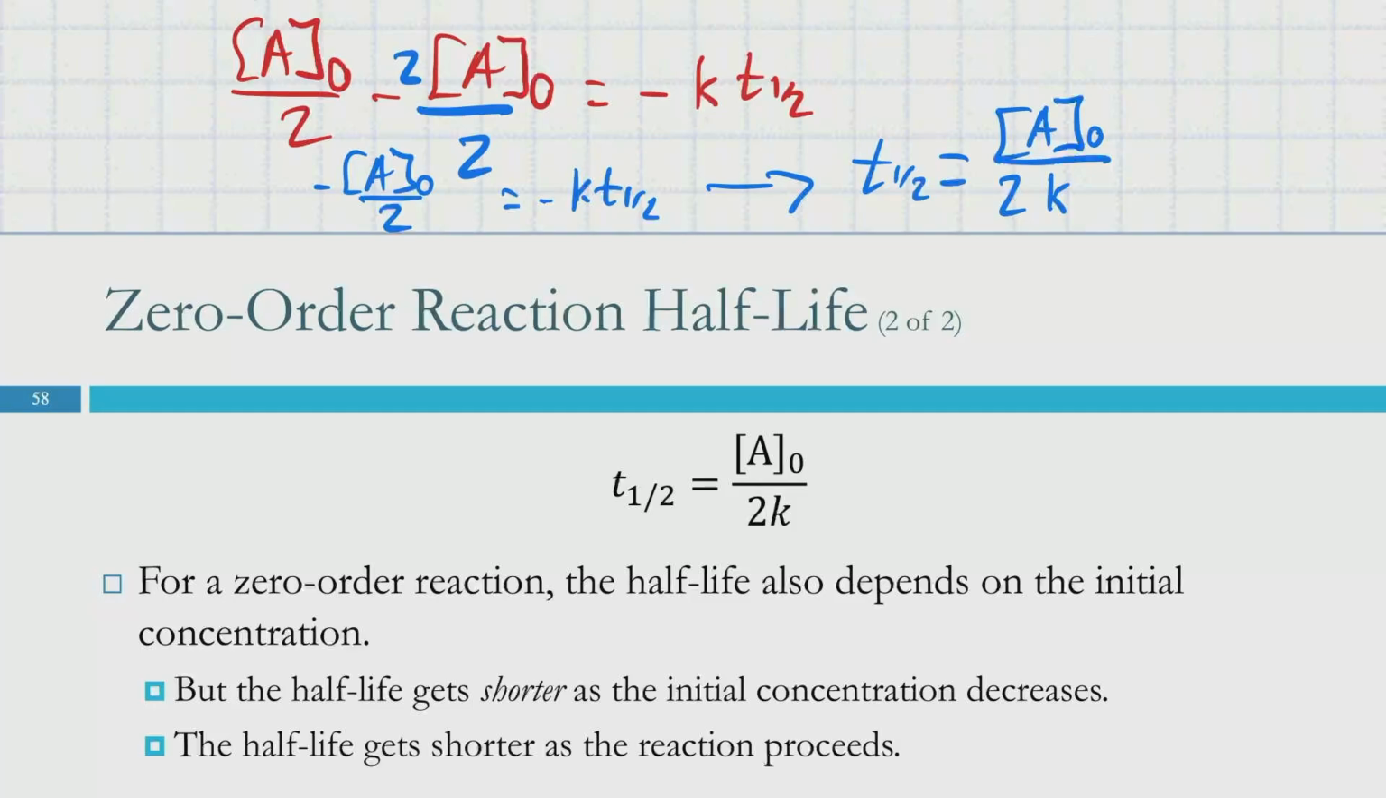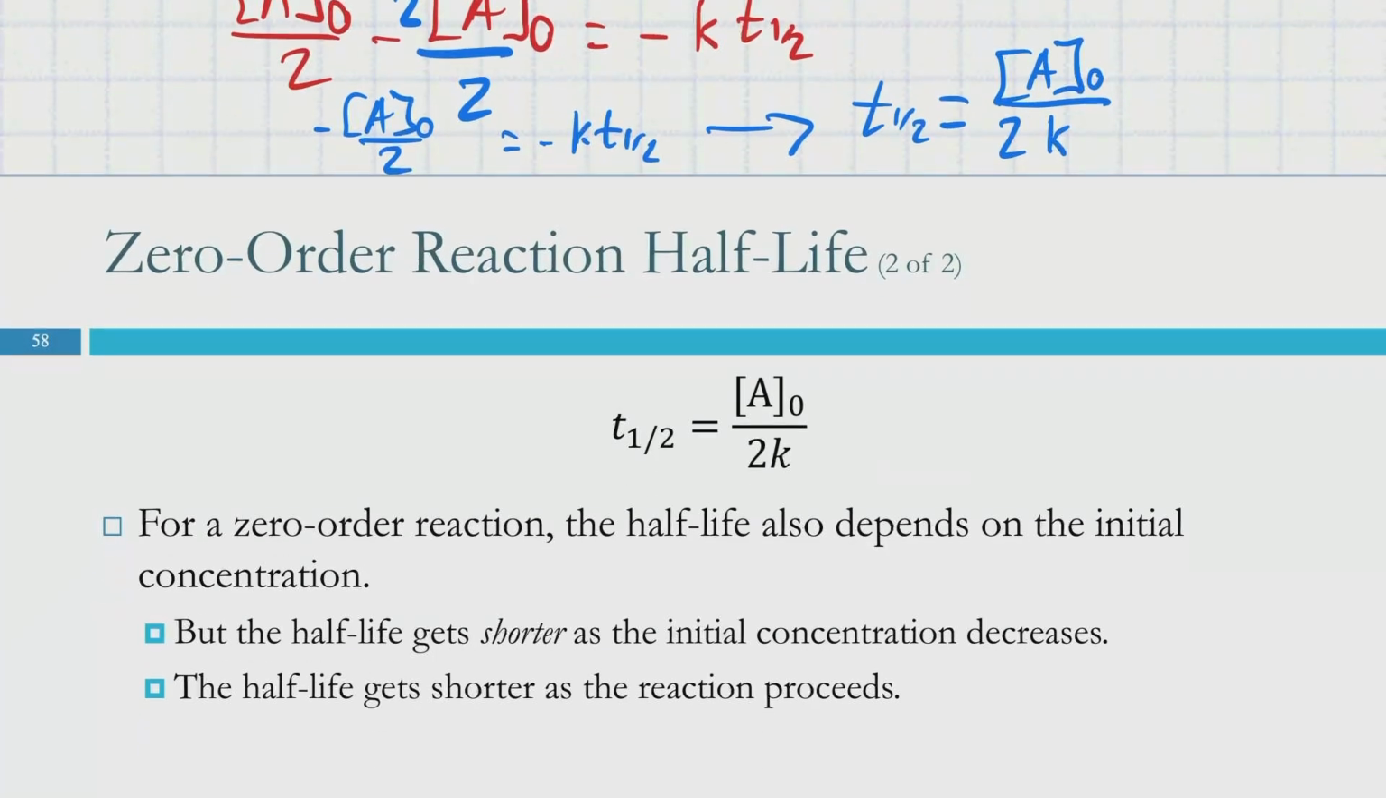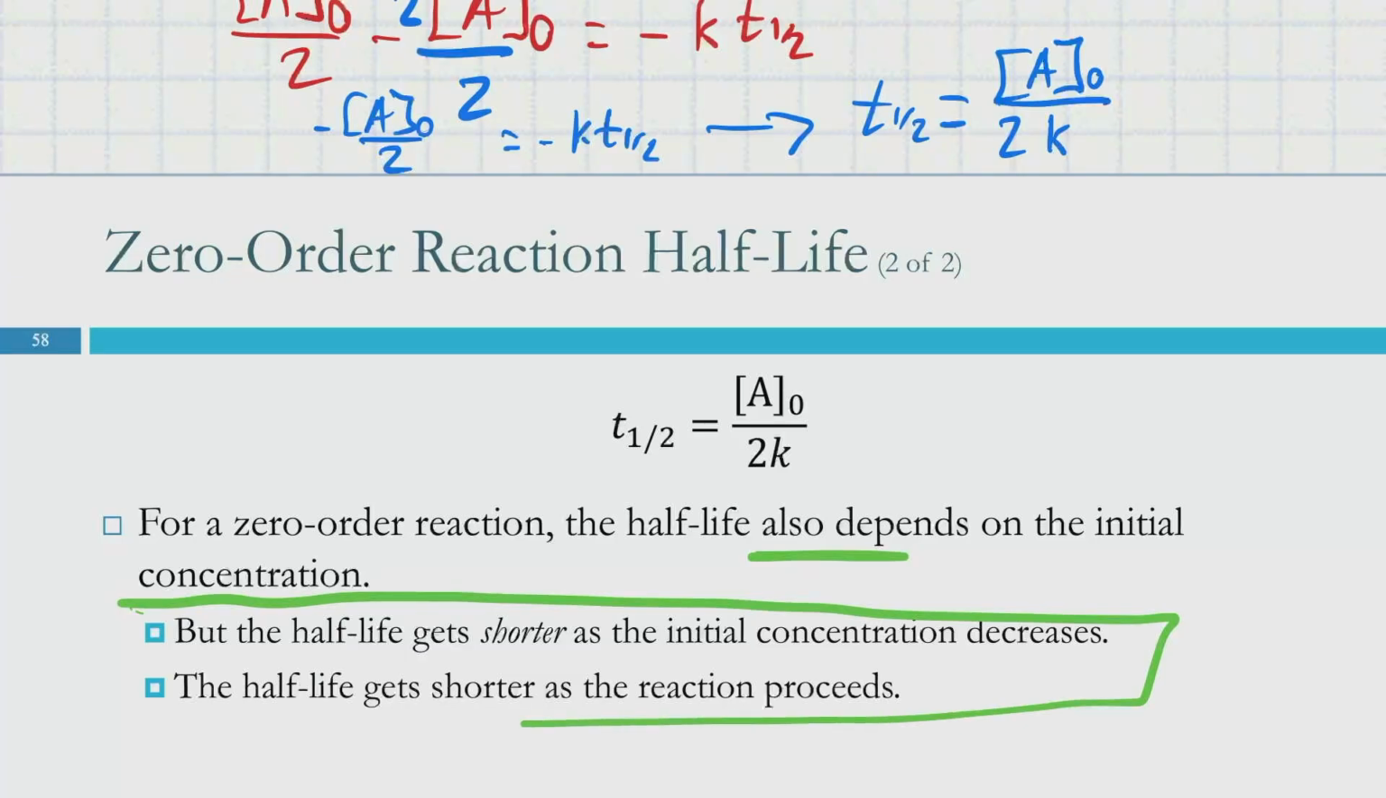Notice that this also has the concentration of A naught in it. This time it's in the numerator instead of the denominator. So half-life for this also depends on the initial concentration, but it's the opposite. The half-life gets shorter as the initial concentration decreases. So these are directly proportional or directly related. And the half-life gets shorter as the reaction proceeds.